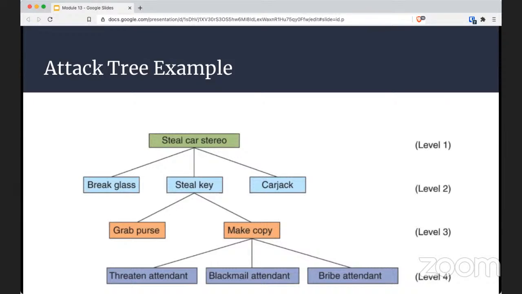We grab the purse of the person who has it, or the wallet, or the keychain, or make a copy of it. If you noticed this week, I put out an article about being able to copy a Tesla fob. So if you have a Tesla, that could be a vulnerability. And that could be done with bribing the attendant, blackmailing the attendant, threatening the attendant, or actually copying out the key itself.